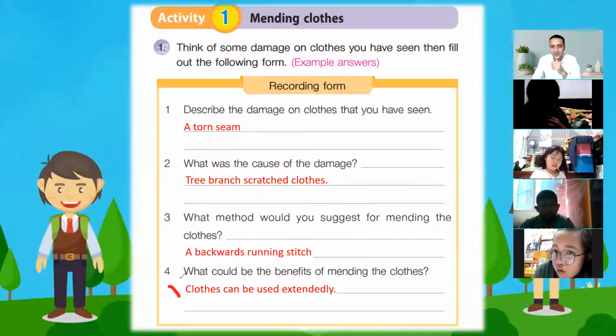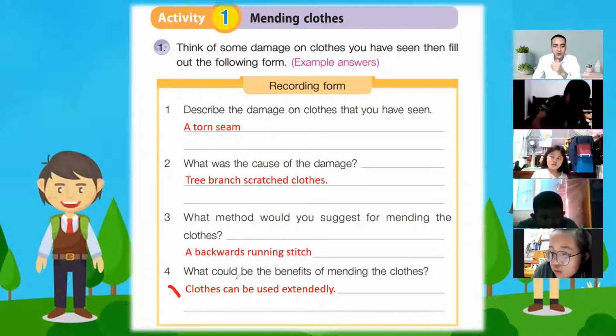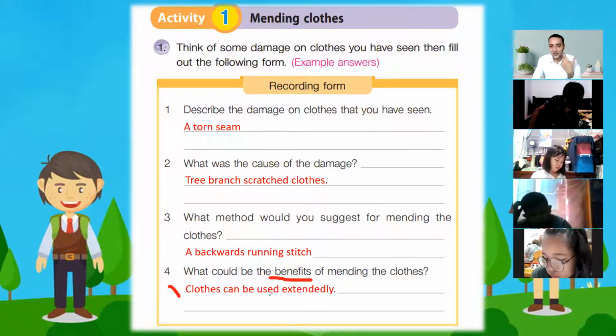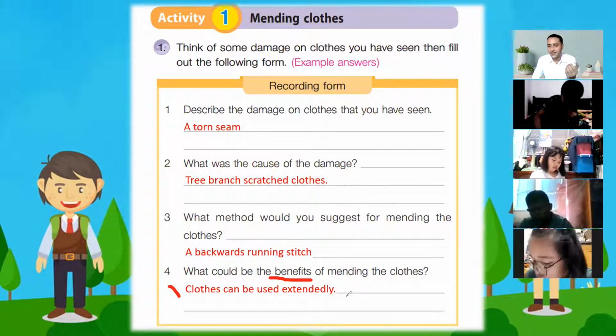Look at the question. What could be the benefit? Students, what could be the benefit of mending the clothes? So one benefit we have: clothes can be used extendedly. So this is one benefit. Just a few minutes before, we learned more benefits. So can any student tell me another benefit?